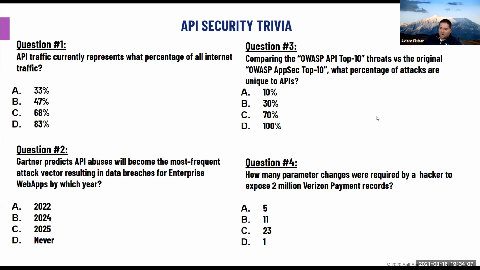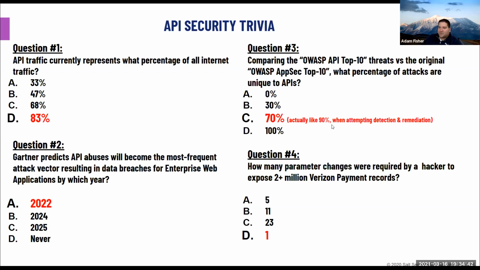Question number 4. He was here in the very beginning. How many parameters were required to be changed by an attacker to expose 2 million Verizon payment records? And I did make sure to say that out loud, so hopefully you were listening. All right, maybe next time I'll whisper it if everybody gets it right. Well done, guys. Thanks for being here throughout the whole presentation. I know it's tough listening to a guy talk the whole time for an hour, but I appreciate it.